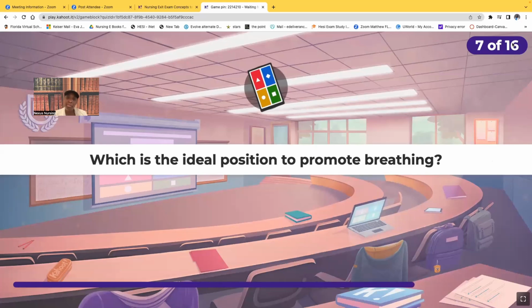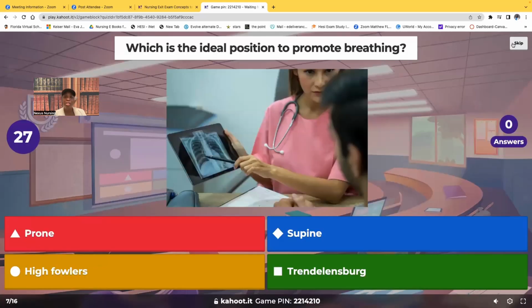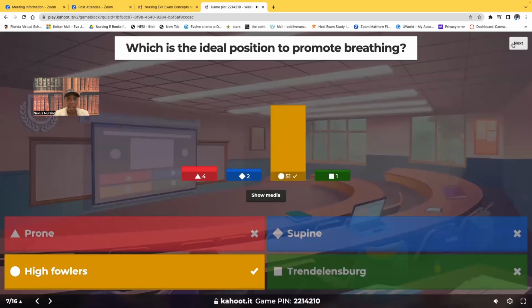Which is the ideal position to promote breathing? Would it be placing the patient in a prone position, supine position, high Fowler's position, or Trendelenburg position? So for example, you walk into your patient's room and you see the patient short of breath, having difficulty breathing. This is a CHF patient, or they've got bronchitis, asthma, emphysema. What are you going to do? What position would you place them in? That's right, high Fowler's. Always, always.